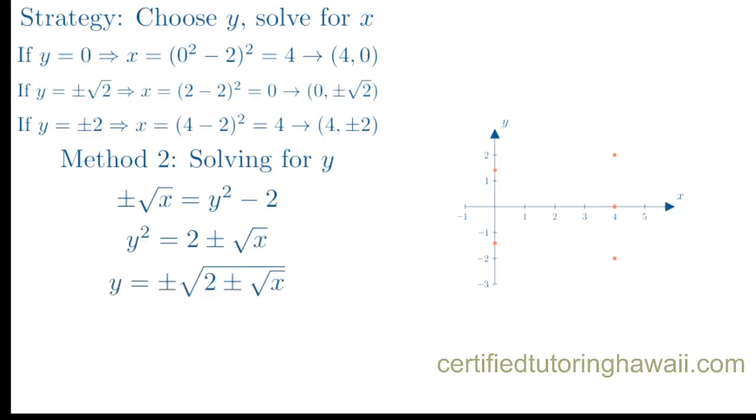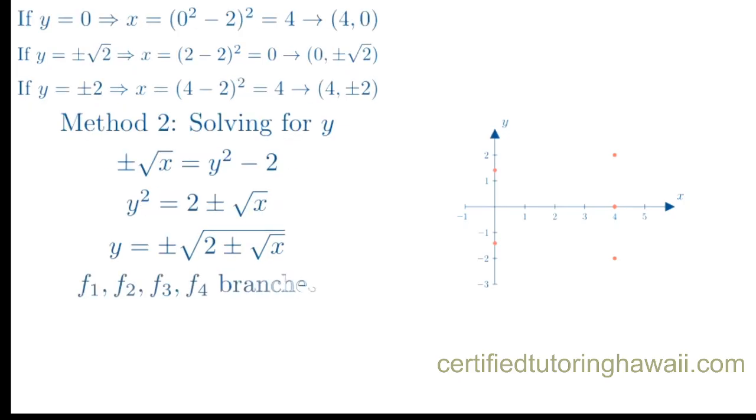This gives us y equals plus or minus the square root of 2 plus or minus the square root of x. Our single implicit equation has given us 4 different explicit functions. Each one corresponds to a different piece of the graph. When we plot all 4, we see a shape that resembles the letter W rotated onto its side.